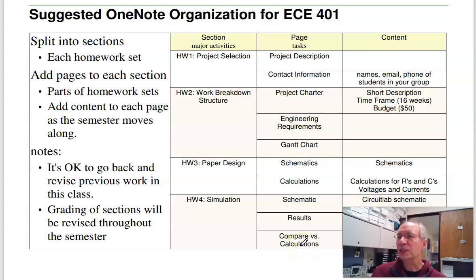And it's also perfectly okay in this class to go back and revise previous work. Jeff and I will be regrading the sections throughout the semester so that if you only got like 3 points out of 10 on paper design, modify it, improve it, try to get 10 points out of 10.